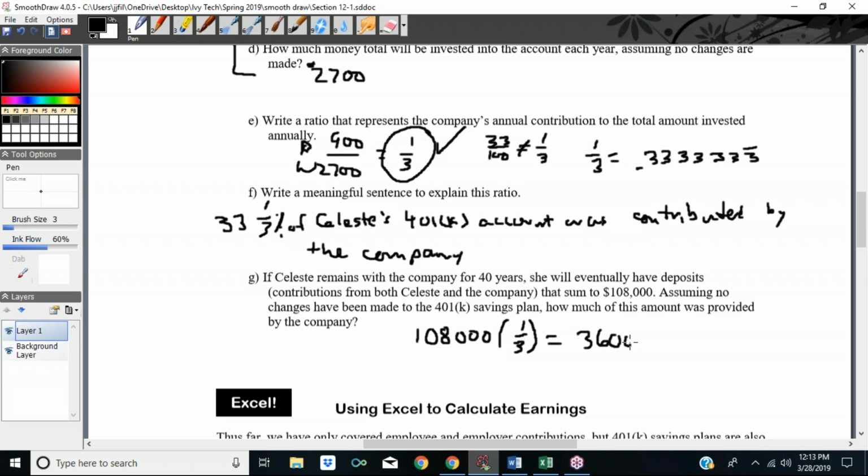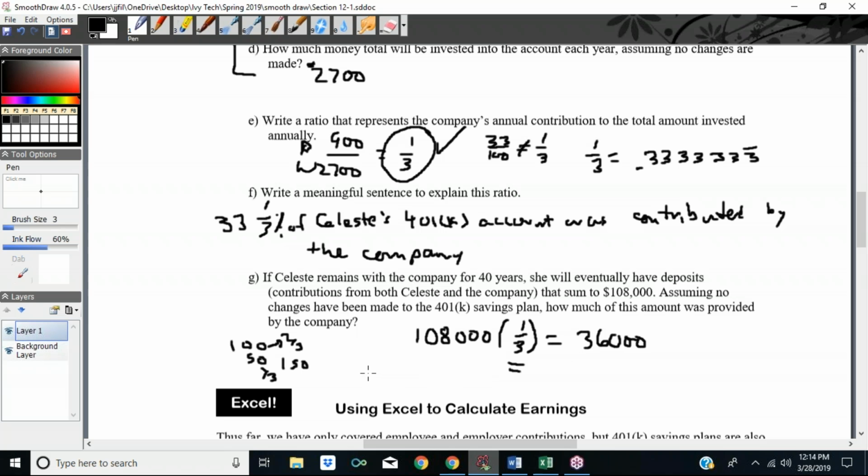So remember that, we want to make sure there's no confusion here. So if I contribute $100 and the company contributes $50, that's $150 altogether. So the part that I contribute is 2/3, and the part that company contributes is 1/3. So the part that company contributed is this 1/3 right here, which is $36,000.